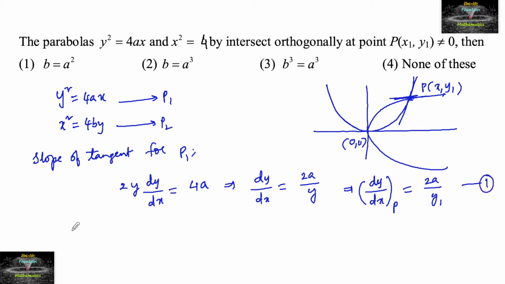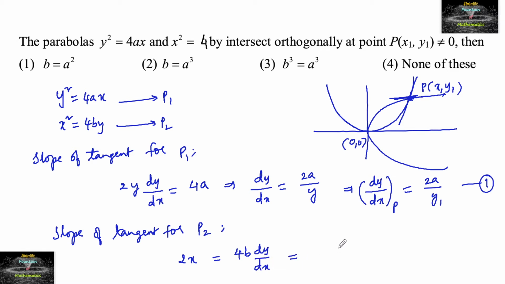Say this is 1. And slope of tangent for P2, for the second parabola, we had 2x is equal to 4b dy by dx, which gives dy by dx is equal to 2x upon 4b, that is x upon 2b, and at a point P we can write x1 upon 2b. So let's consider this is the second one.